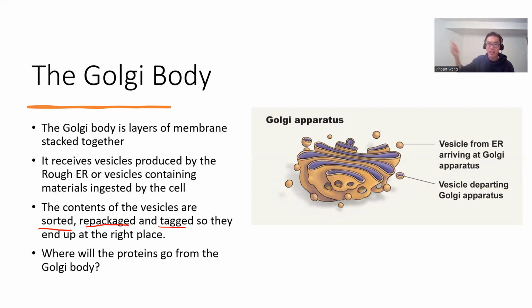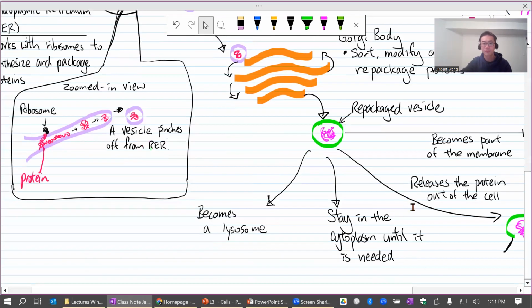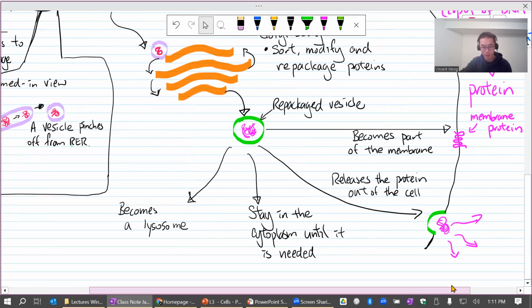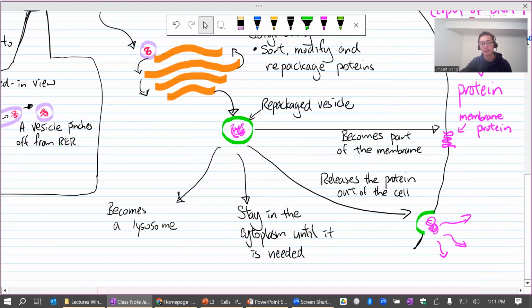Does it go out of the cell? Does it become part of the membrane? Does it stay in the cell for later on? Is it going to become a lysosome, right? So basically, the tag tells it where to go, so they end up at the right place. All right. So here it says, where will the protein go from the Golgi body? I already wrote it down for you, right? Remember? With all the arrows. Okay, so the Golgi body only works with the RER. That's correct. All right. Very good.